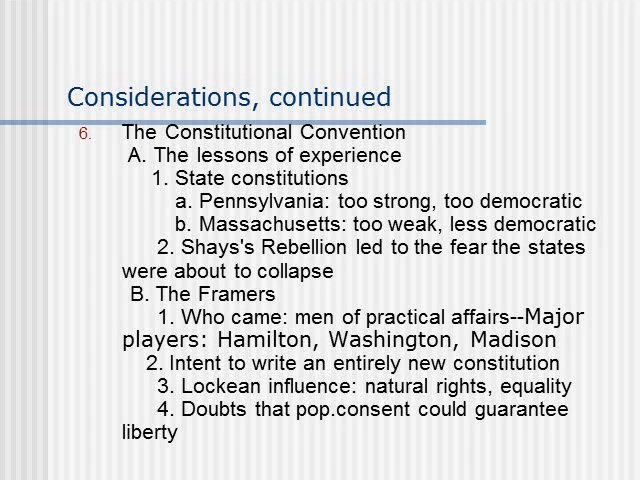The Constitutional Convention, the lessons of experience. What they saw in the state constitutions. They saw in the Pennsylvania Constitution that it was too democratic, that the government was too strong. In Massachusetts, that it wasn't democratic enough and that the government was too weak. And so they're looking at that and saying, how do we come to some sort of middle ground?